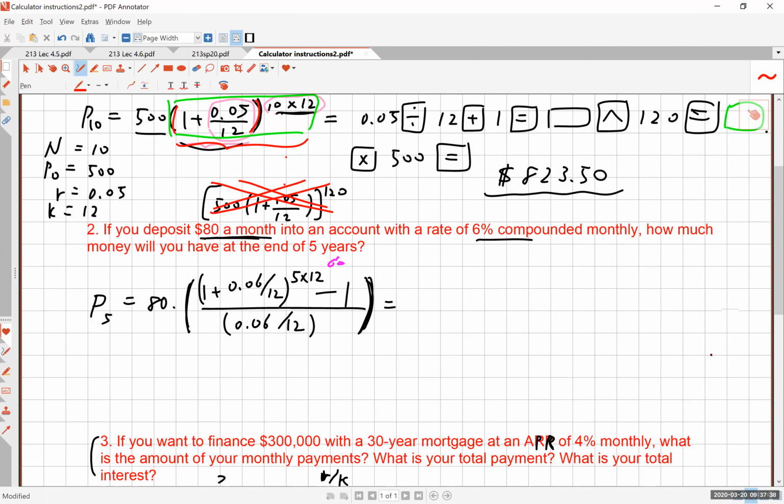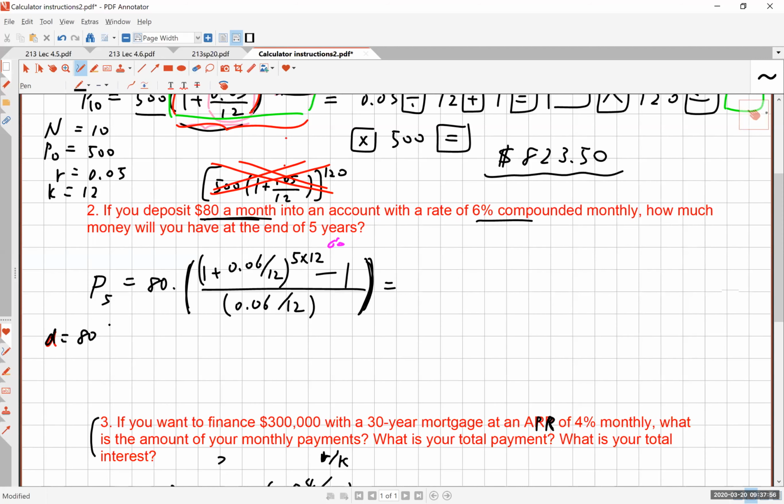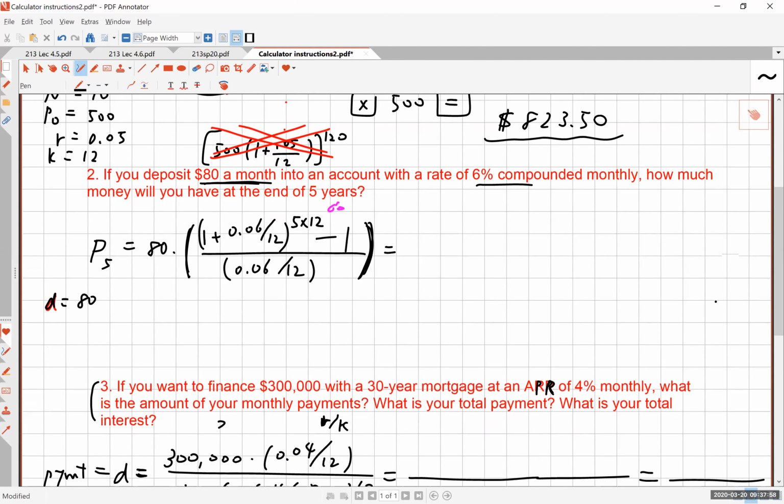Okay, number 2. Now this time you deposit $80 a month. See, right away you can see this is a series of equal payments every month into an account with a rate of 6% compounded monthly. So what is 80? That's your D. D is 80. This is from lesson number 8. In fact, I think this is when we had our last classroom meeting. We talked about lesson number 8.